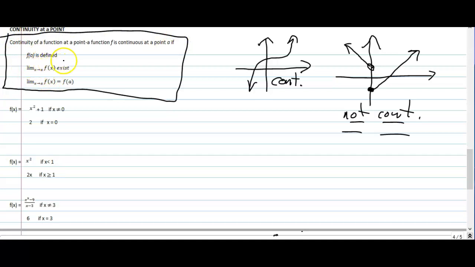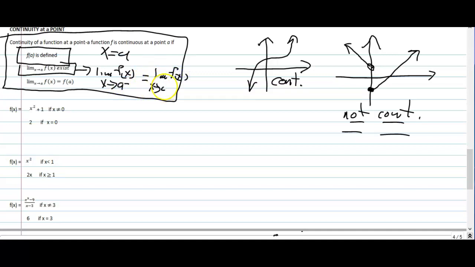So a function is continuous at a point x equal to a if f of a is defined, if the limit of f of x as x approaches a exists. That means that both the left and right limits exist and are equal to each other.